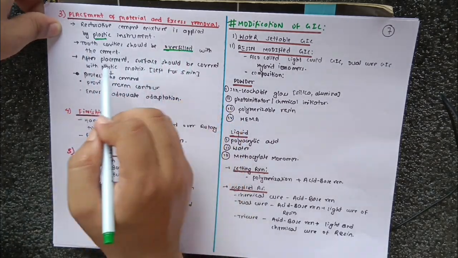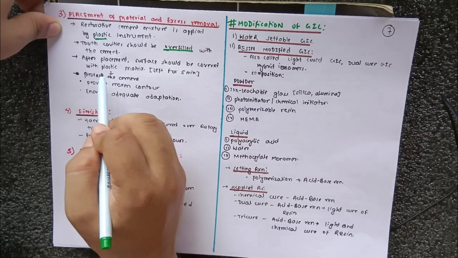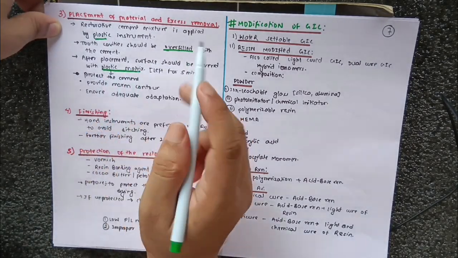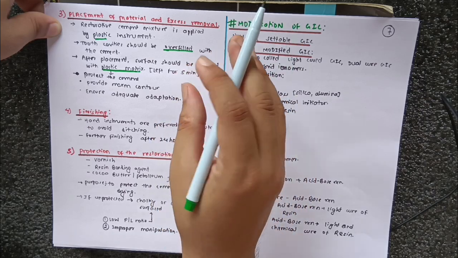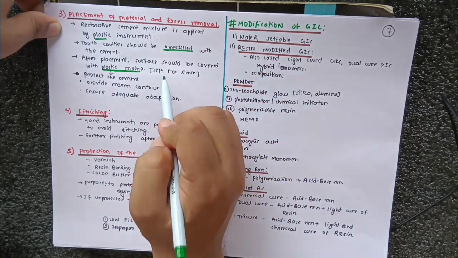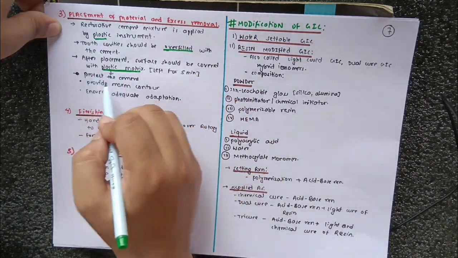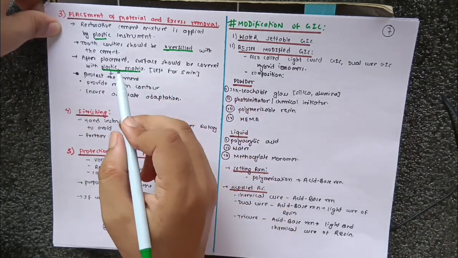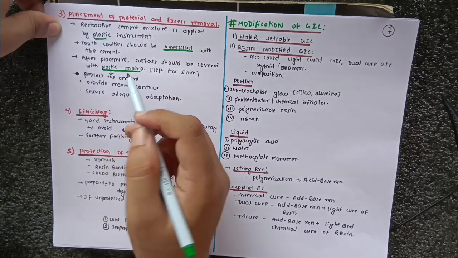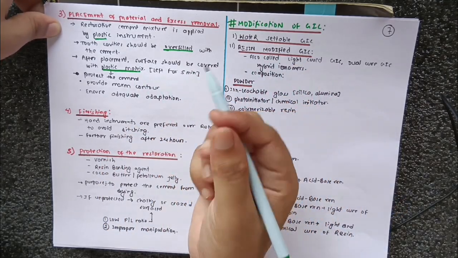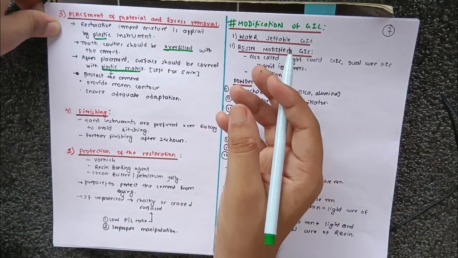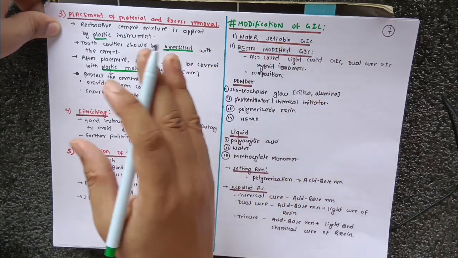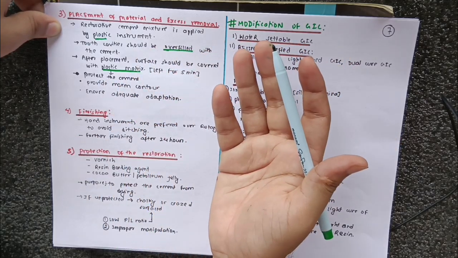So we should overfill the cavity, and after the placement, the surface should be covered with a plastic matrix. We should cover the placement of that GIC by the plastic matrix. And why we place this plastic matrix over the restoration is that it protects the cement. As I have discussed earlier, recently manipulated cement has very poor properties. So when it comes in contact with the oral fluid, the properties of the GIC would degrade.